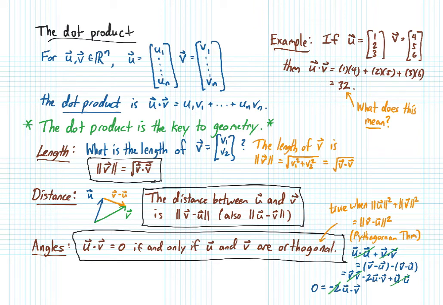So just to summarize, what we just showed is that the triangle formed by u and v will satisfy the Pythagorean theorem exactly when u dot v equals 0. And of course, satisfying the Pythagorean theorem means that that triangle is a right triangle.